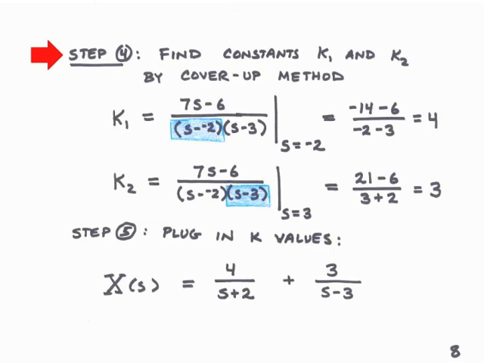In exactly the same fashion, we find k2, except this time we cover up the factor s minus 3, and we let s equal to 3 in the remainder. We find k2 equals 3. In step 5, we plug the k values just found back into the expression for x of s, and we find x of s is 4 over s plus 2 plus 3 over s minus 3. We've now accomplished the partial fraction expansion.